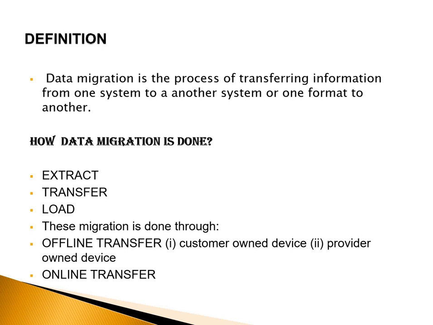Data migration is all about three steps: extract, transfer and load. Extracting the data from the data source, transferring the extracted data to the desired destination, and loading that data into the new storage space or environment. These migrations are done through either online transfer or offline transfer.